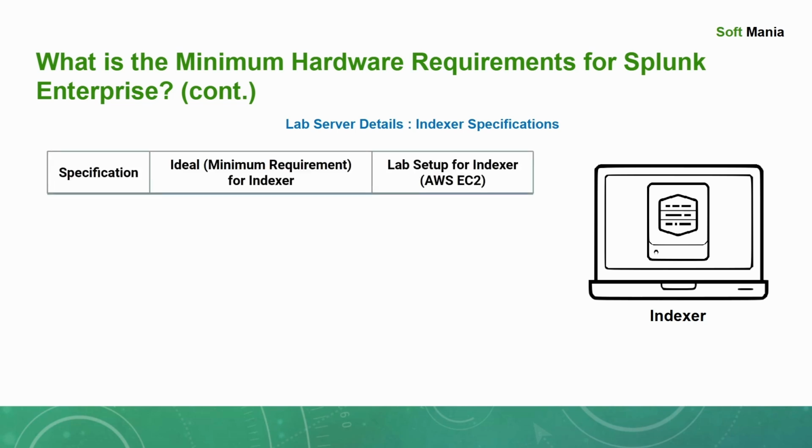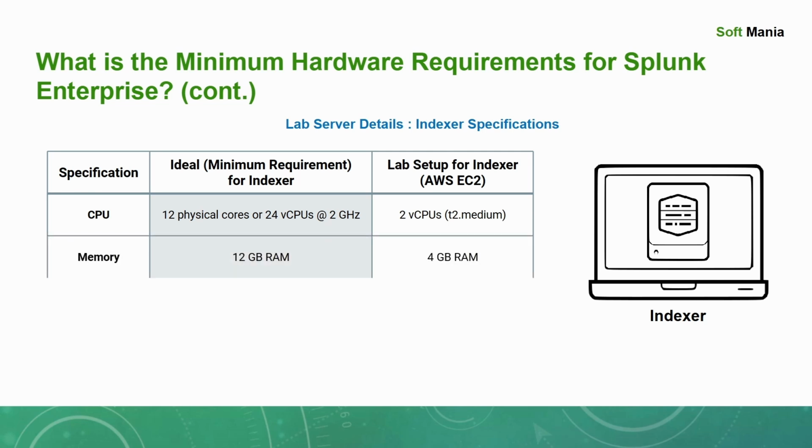For the indexer, the ideal requirement is 12 CPU cores, but in our lab server setup, you can select 2 CPU. Of course, there will be a performance impact, but that's okay. It's a lab server setup. And for memory, ideally you should select 12 GB in your companies, but if you're creating a lab, 4 GB RAM is fine.